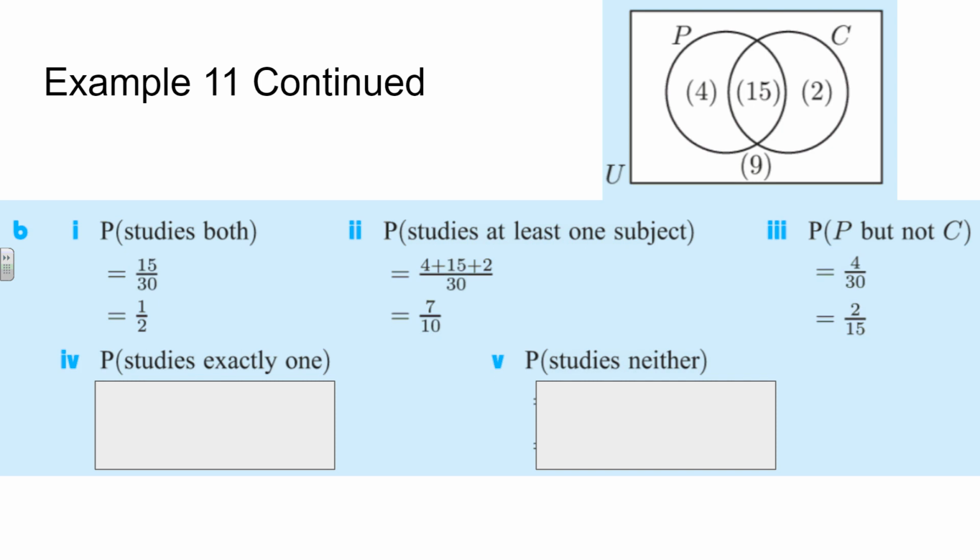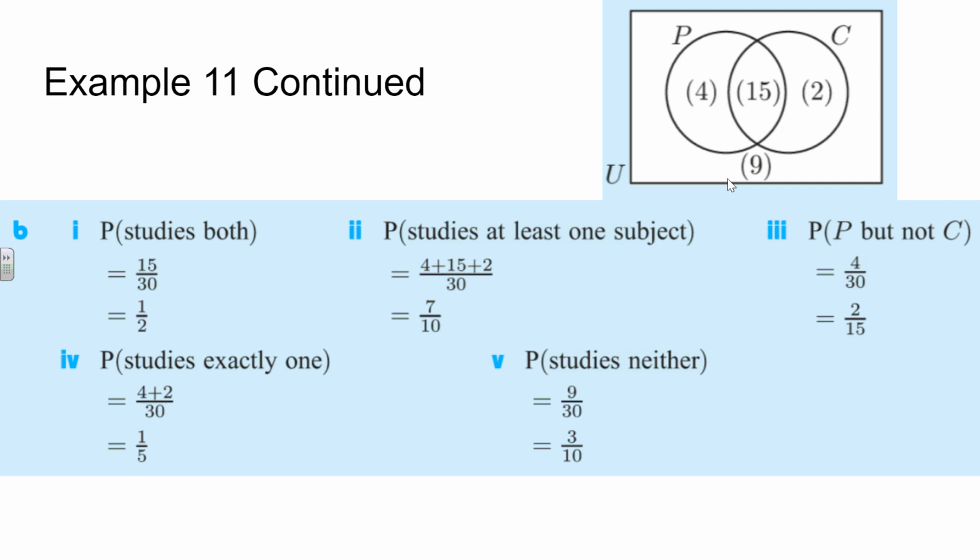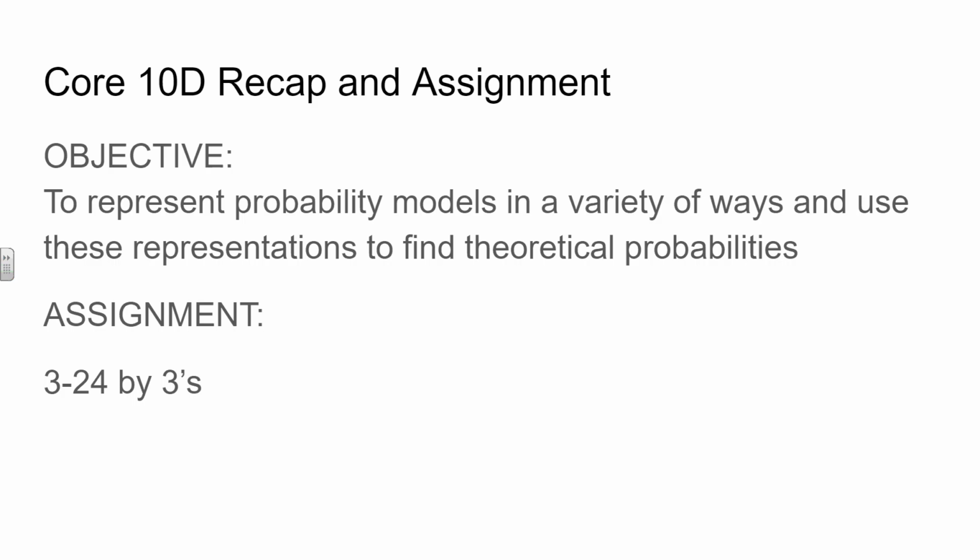Study exactly 1. Well, that means these 4 people count and these 2 people count, but these 15 in the middle, they don't count because they study both. And these 9, they don't count either because they don't study either. So it's just 4 plus 2 or 6 out of 30 or 1/5. And then finally, studies neither. That's just these guys left over. And that's just 9 out of 30 or 3/10. So that's it for this section here.